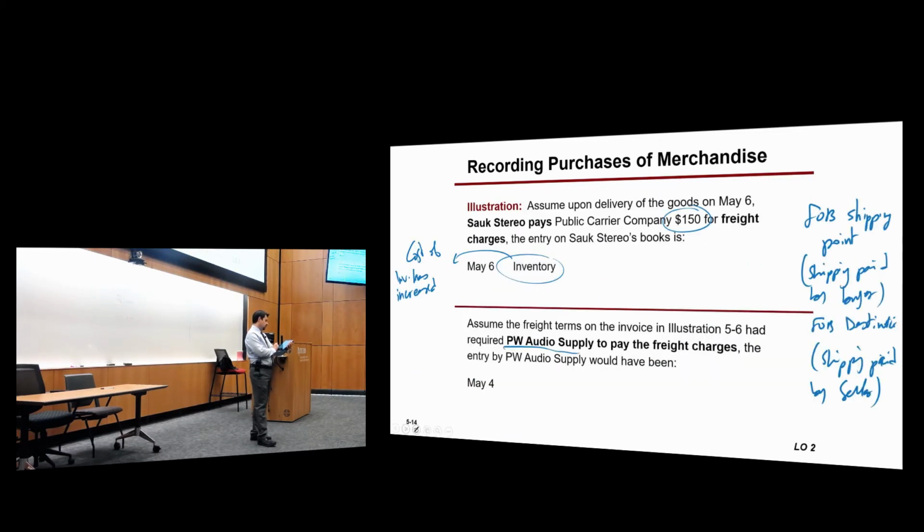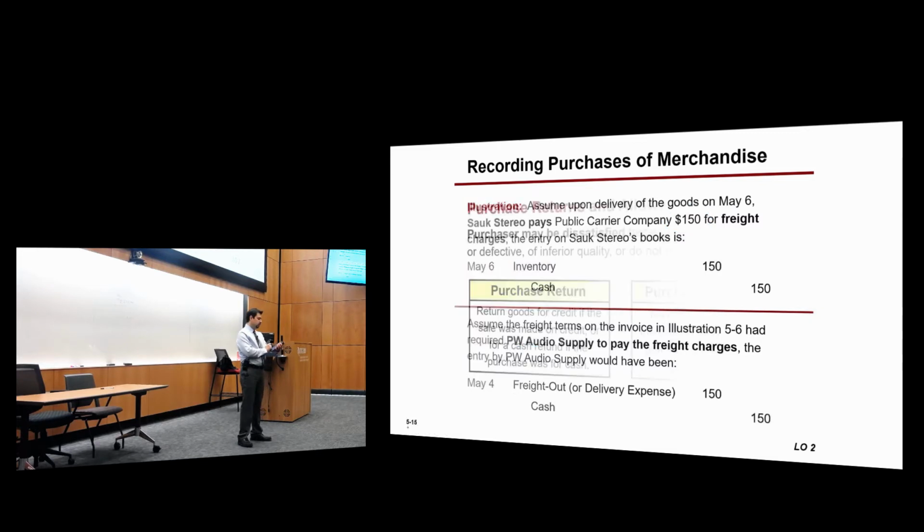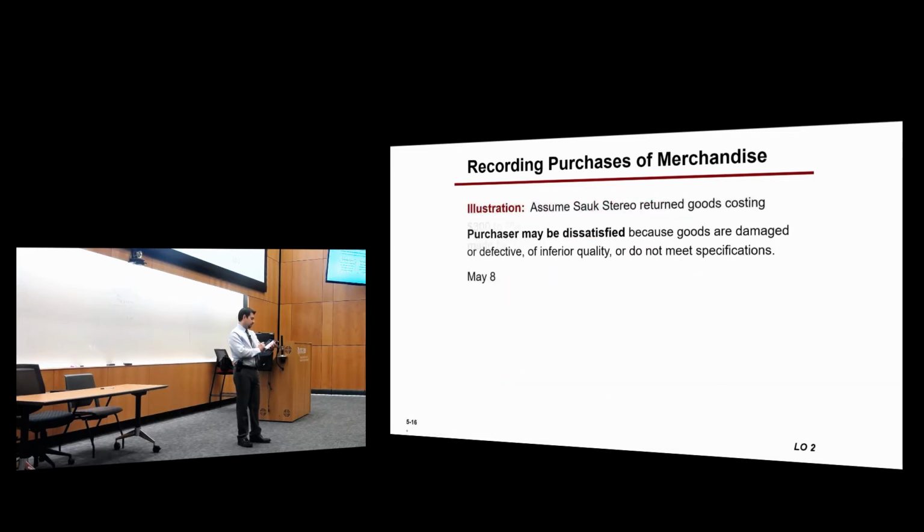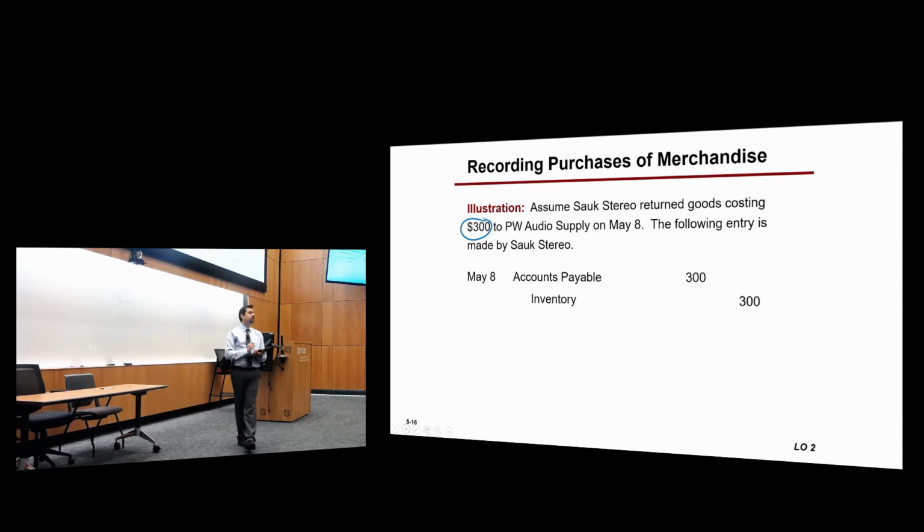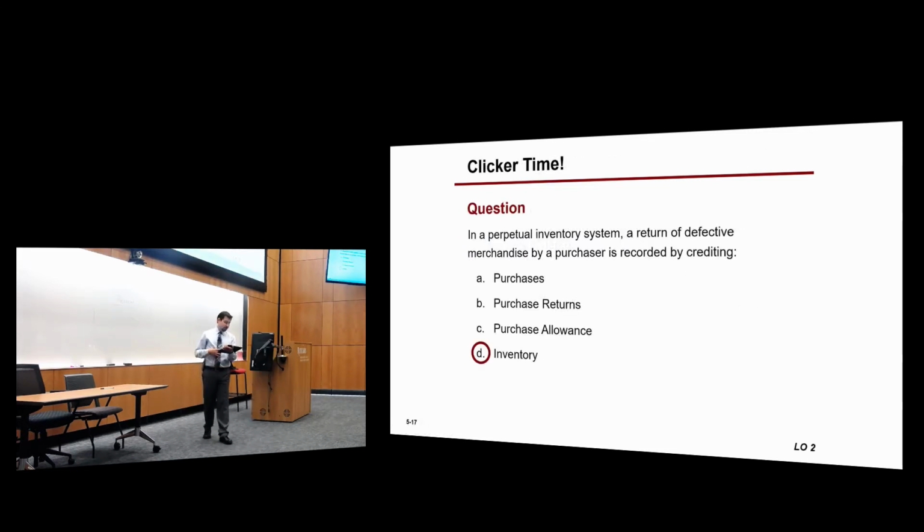As a result, the journal entry will be to debit accounts payable to decrease the debt that they owe their vendor, and to credit inventory. Any questions? So in the perpetual inventory system, when you return a defective product, this will decrease your inventory. So you credit inventory.